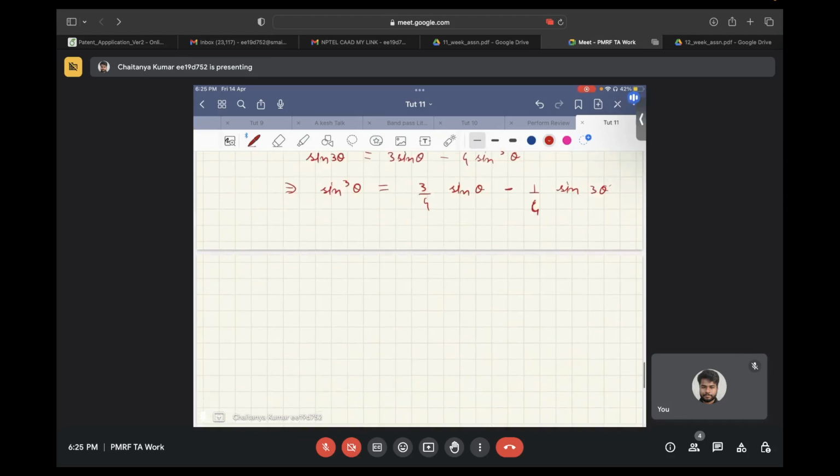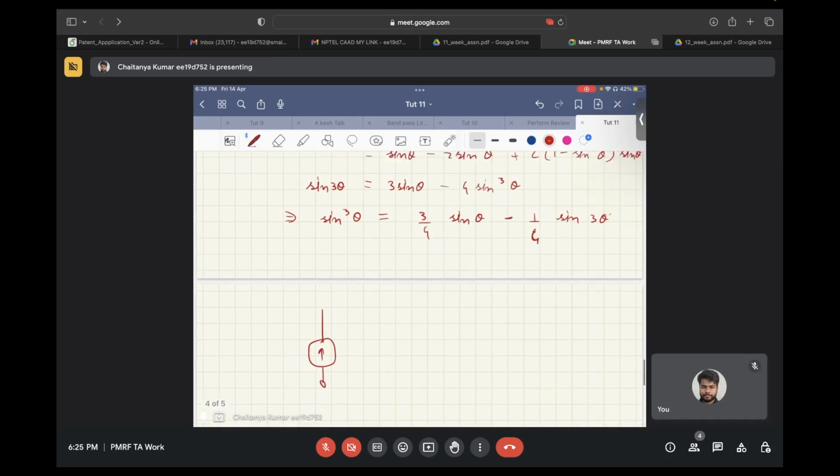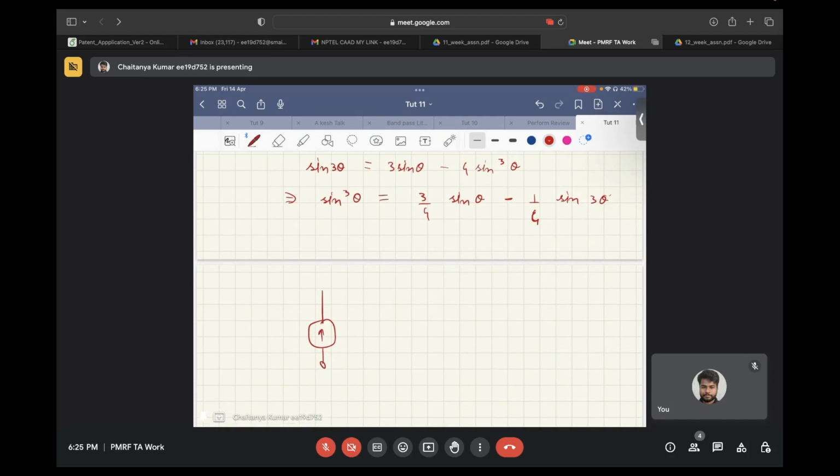So what does this term contain now? 3 by 4 sine theta, sine 3 theta. So, the DC term will not be present, sir. Only 1 kilohertz, 3 kilohertz. G3 into 3 by 4 sine theta minus 1 by 4 sine 3 theta. Now this goes into the RC network, right? And this will give you V03. Do you understand it?